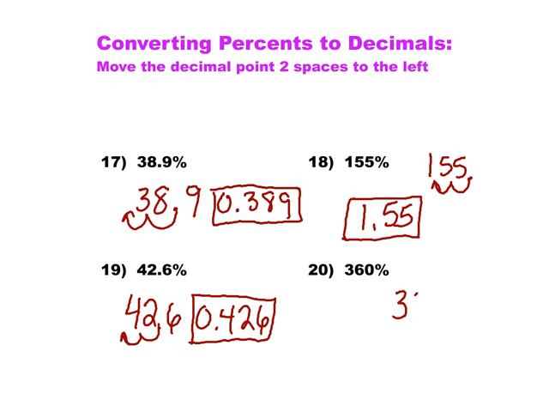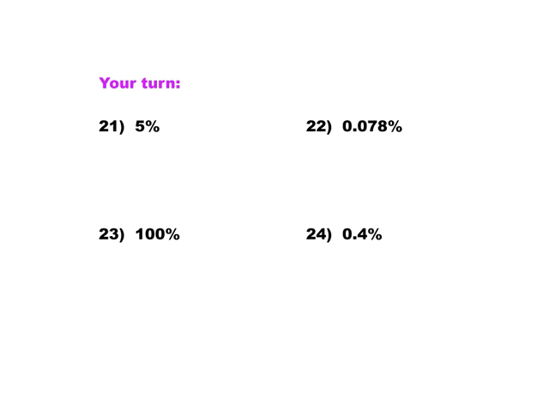360%, write it out. Here's our decimal, move it 2 spaces to the left. Our answer is 3.6. Is it necessary to write the 0 behind? No. If it's written there, is it incorrect? No. Go ahead and do some on your own. It's your turn. Do numbers 21 through 24. When you get done, go ahead and turn the video back on.